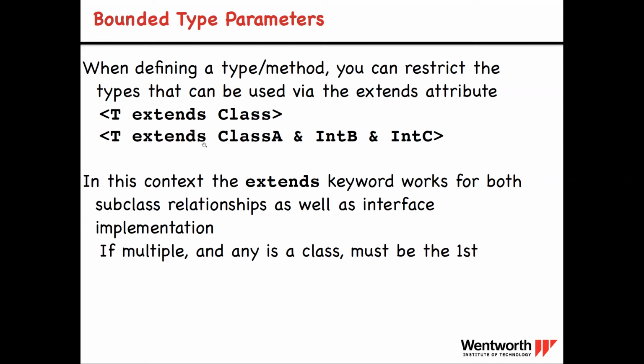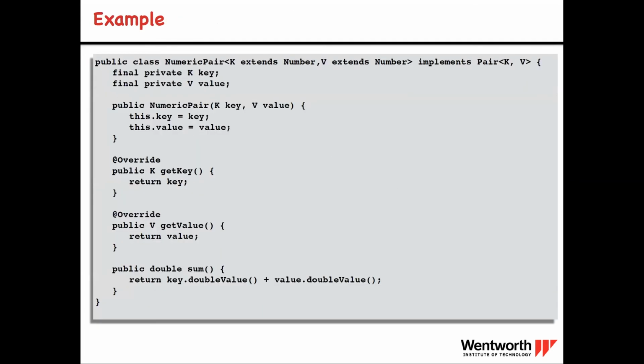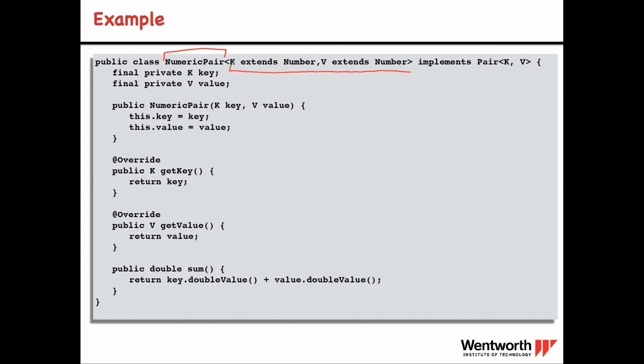If you put multiple of these, like the second line here, the first one in the list must be the class, and then you can put as many interfaces as you want. So let me show you this here, and I'm going to grab my pen. This is kind of like the ordered pair that I showed you earlier. This is a numeric pair. And so we have that K and the V that we talked about earlier, but this time we have this extends Number.